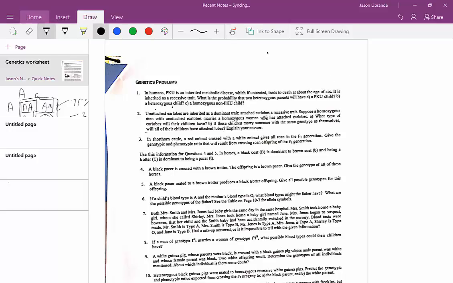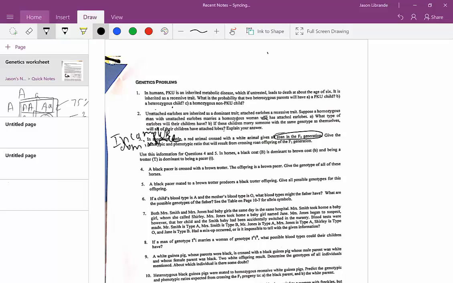Okay, question 3. In shorthorn cattle, a red animal is crossed with a white animal, and this gives all roan in the F1 generation. Roan, I think, is a tannish, brownish color. Essentially, this question is an incomplete dominance question. The roan is sort of an intermediate between red and white. The question is, give the genotypic and phenotypic ratio that will result from crossing roan offspring of the F1 generation.